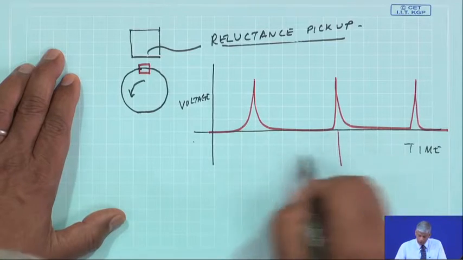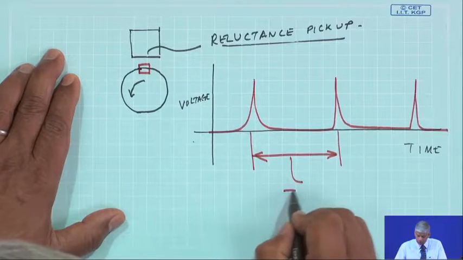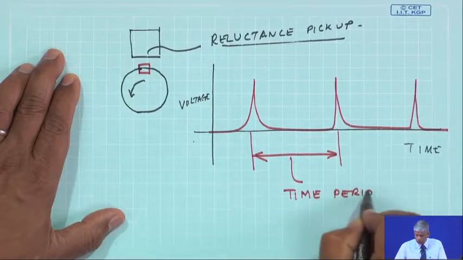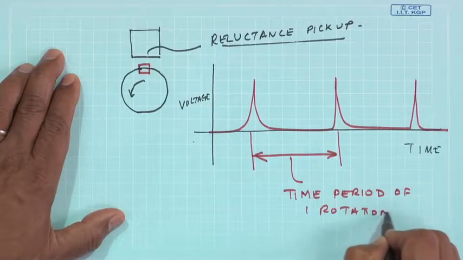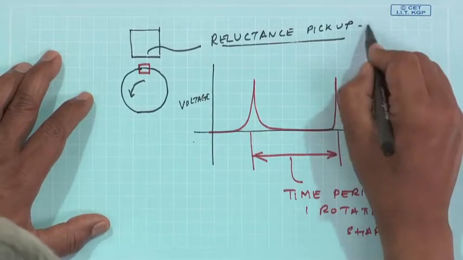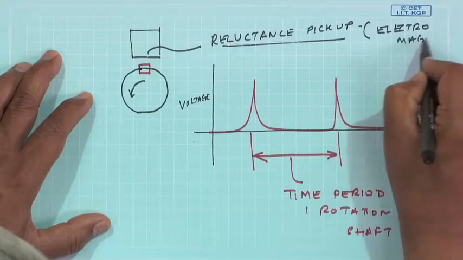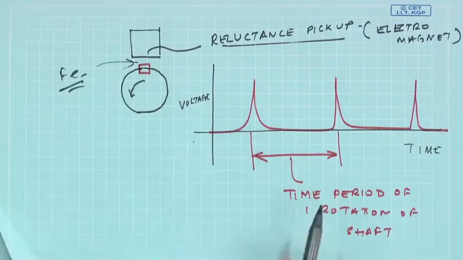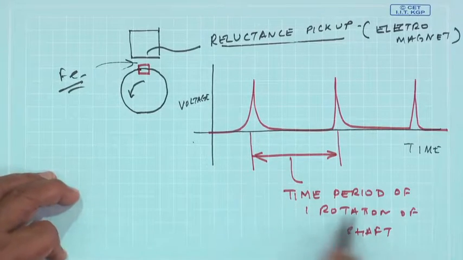Okay. And the interval between two consecutive peaks is nothing but the time period of one rotation of the shaft. So, what is this? Essentially, this is a very small electromagnet. Of course, this has to be iron, which is influenced by magnets or electromagnetic forces.